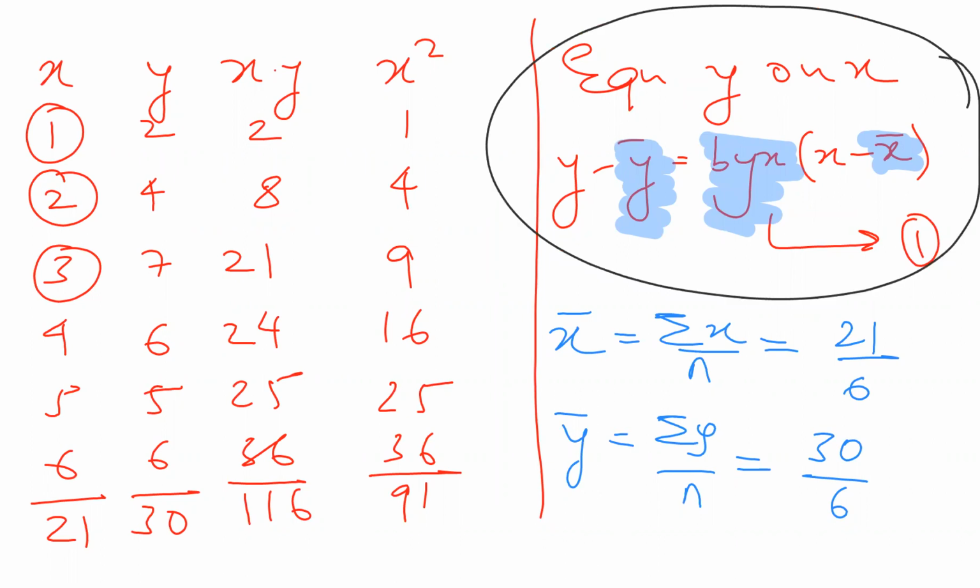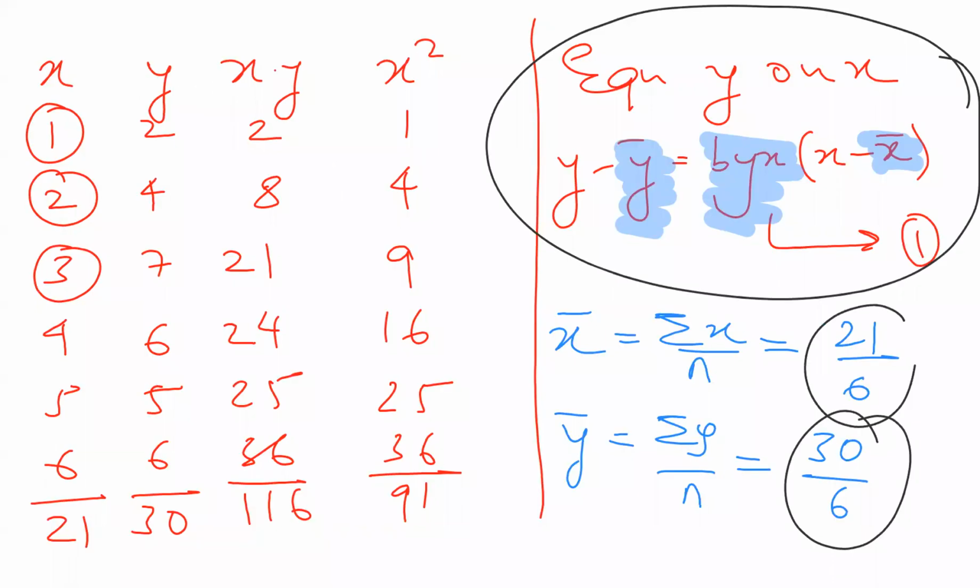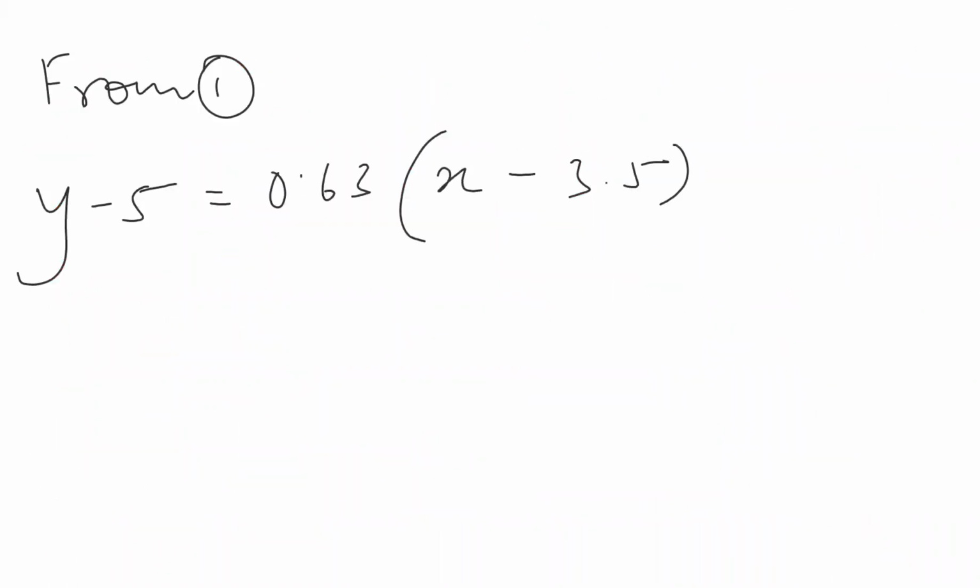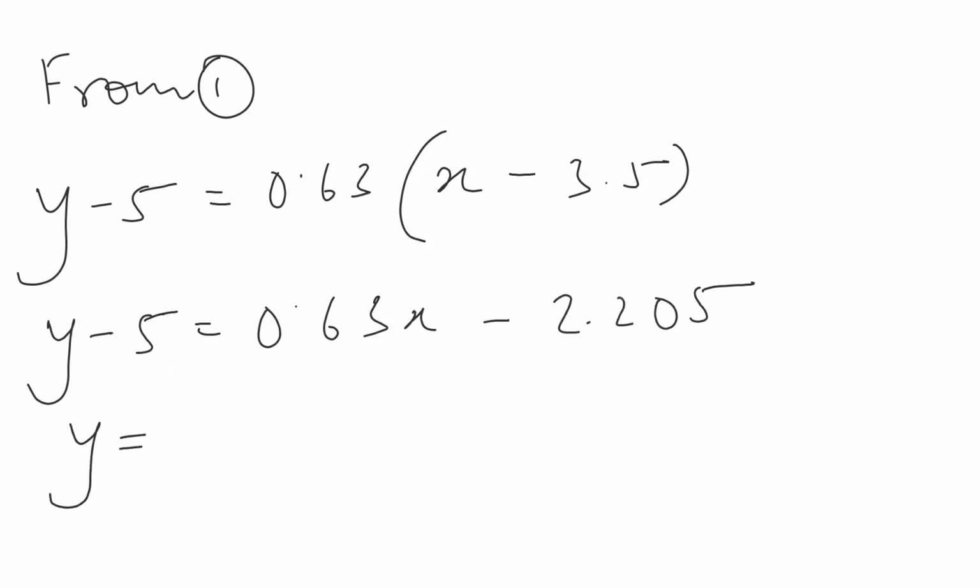So y minus y bar. Y bar is 30 upon 6, so this time we can take it as 5. Y minus 5 is equal to 0.63 into x minus 21 upon 6. So 21 upon 6 is 7 upon 2, which is equal to 3.5. Now we can perform some simplifications over here. 0.63 into 3.5. Once again I'm just calculating. You can also calculate it at your end. You can just multiply both the terms: 2.205. So y is equal to 0.63x minus 2.205 plus 5.